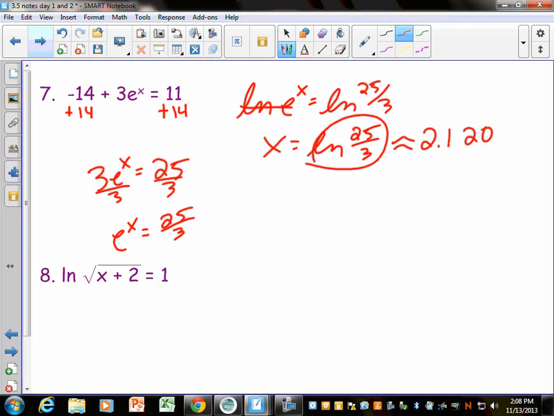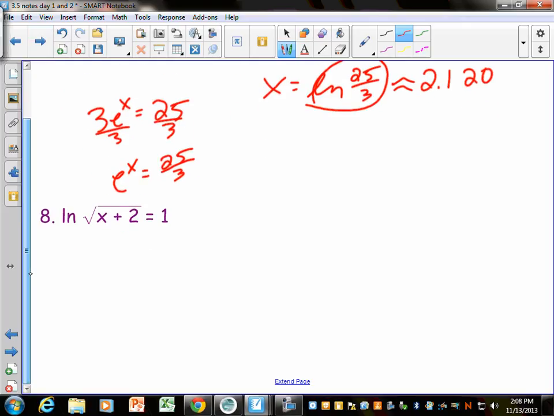ln of the square root of x plus 2 equals 1. There's actually a couple ways you can solve this. It's just whatever you see first. So what do you think? ln of something, and it's just the ln, which means we could e both sides to begin with because that's going to get the ln to go away. So we could say e to the ln of the square root of x plus 2 equals e to the first.